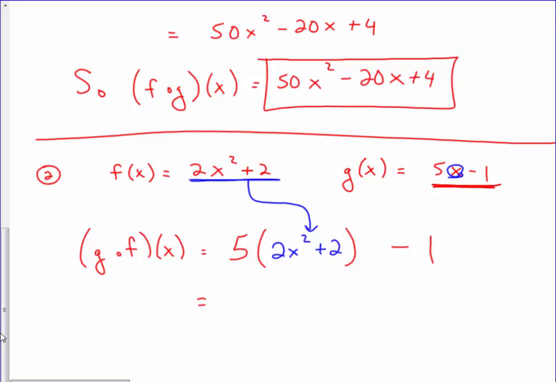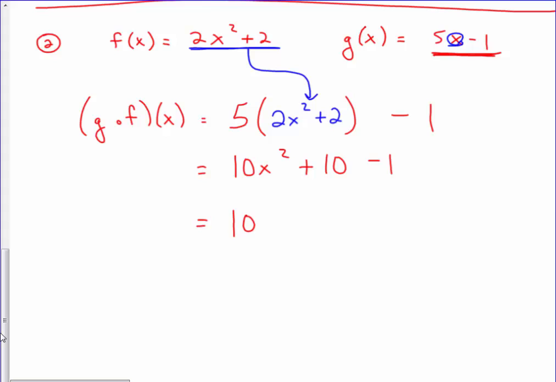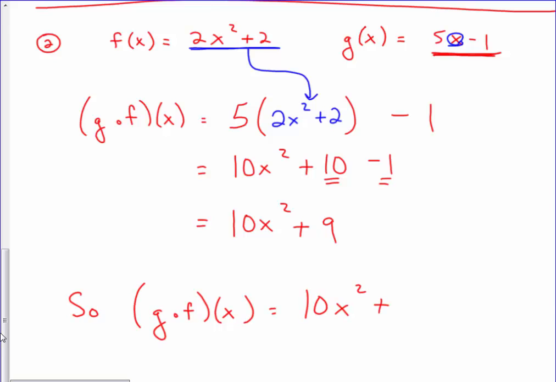Now to do this one, all I need to do is distribute the 5. So I would do 10x squared plus 10, and then I still have the minus 1. So 10x squared, these two can be combined, plus 9. So g composed with f of x is 10x squared plus 9.